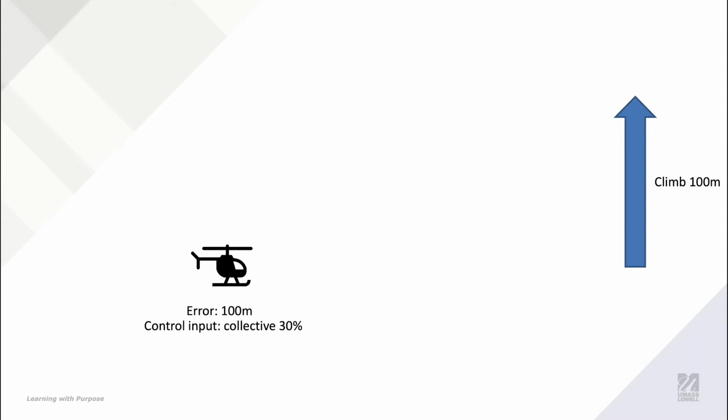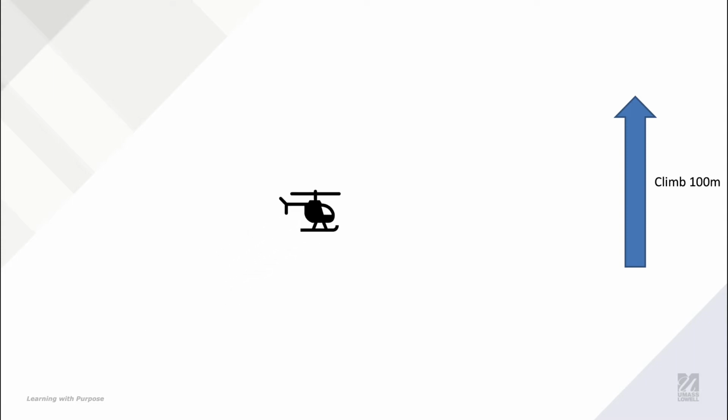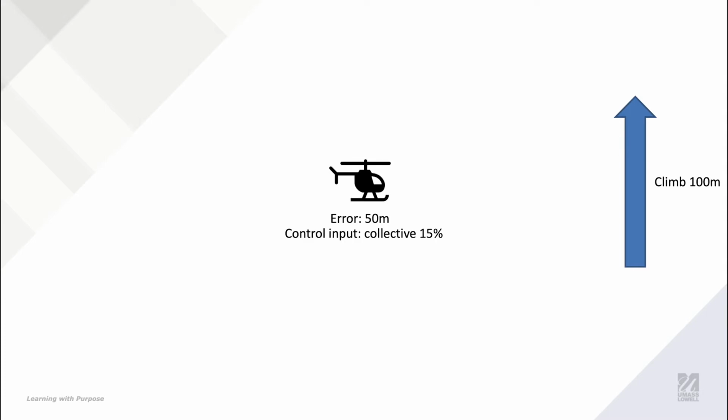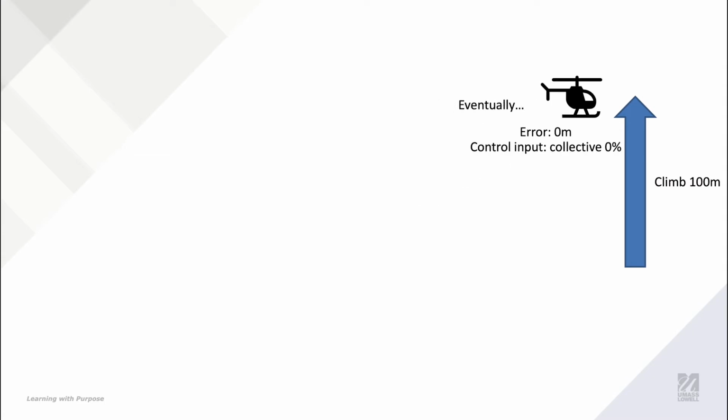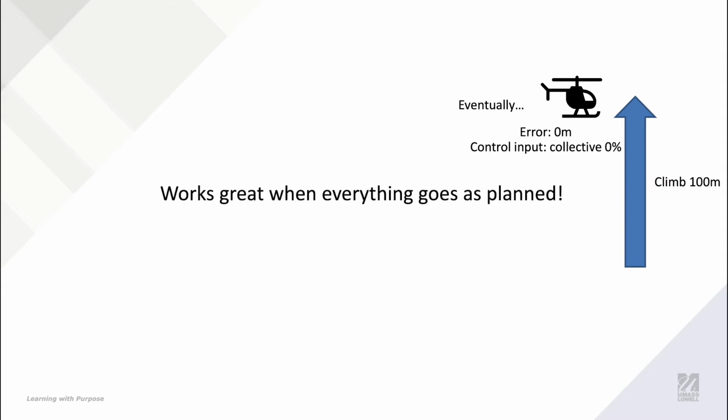So you apply a 30% collective, you wait a little bit of time, and eventually you're about halfway there, 50 meters error. You say, okay, I can ease up on the collective a little bit. I want to hit exactly 100 meters and not overshoot, so I'm going to make it 15%. Because we're at half the error we were before, so we'll do half the collective, just like a good proportional controller. We go on for a little bit more. We halve the error again, get to 25 meters, and say, sure, we'll go ahead and reduce it a little bit more. This goes on and on. We'll skip a few steps here, and eventually you get to the point where you're 0 meters error, 100 meters altitude, and your collective is 0% because you're at the right spot. This is great. Everything went as planned.